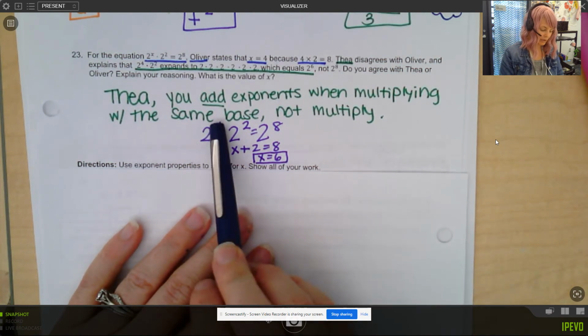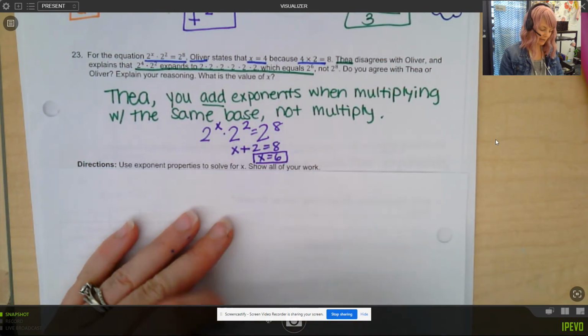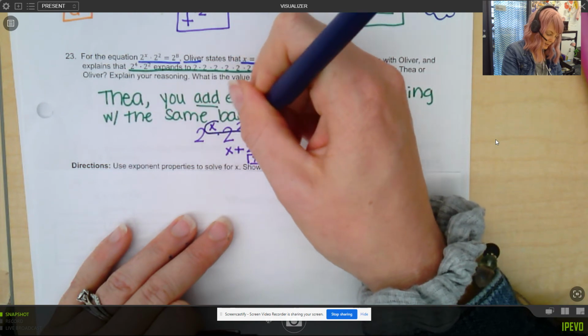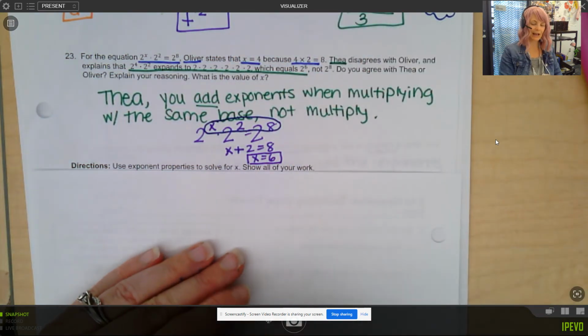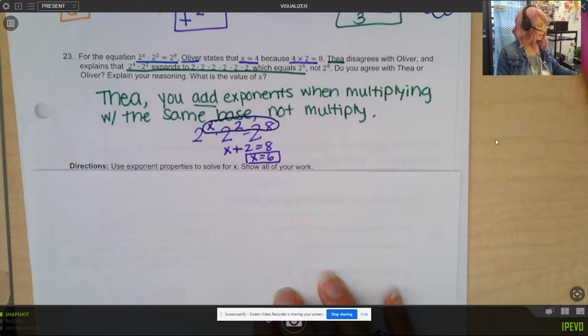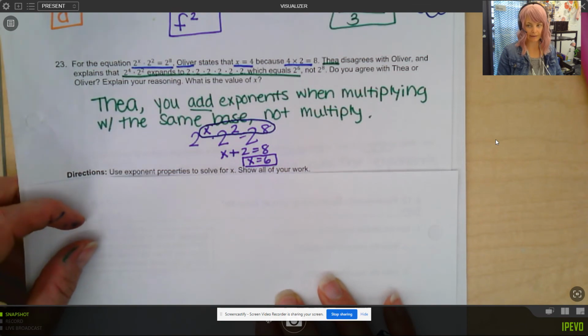So this would be 2 to the x times 2 to the second is 2 to the eighth. So the rule is when we look at these exponents, x plus 2 is equal to 8, so x has to be equal to 6. So we are going to use these exponent properties and solve for x.